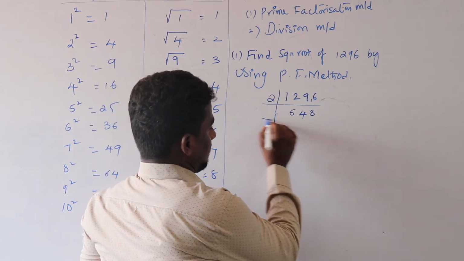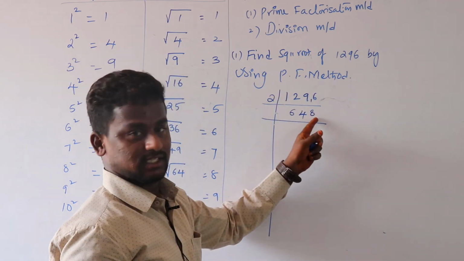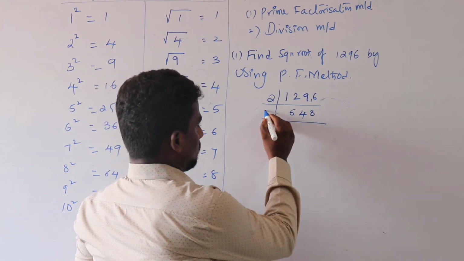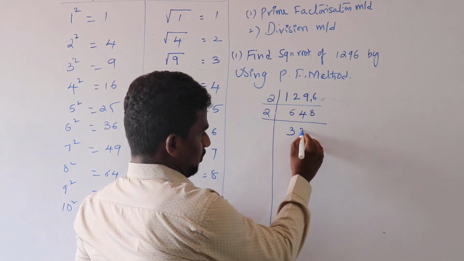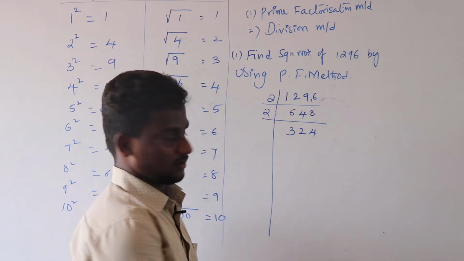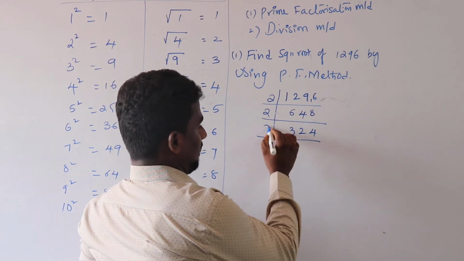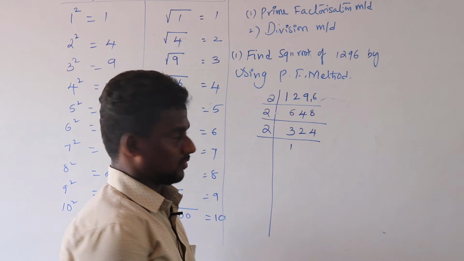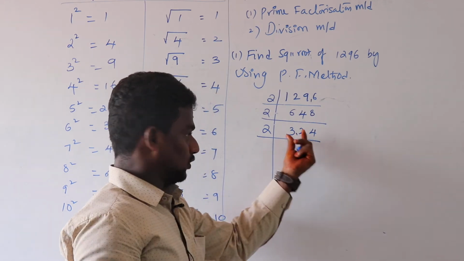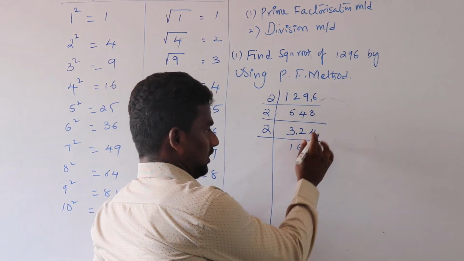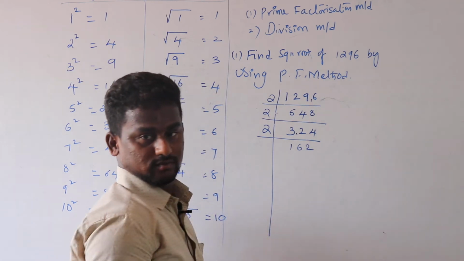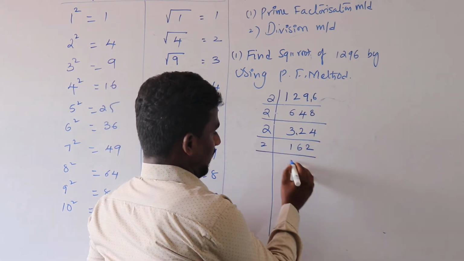Okay, next, similarly 8 is an even number. Again you have to divide with 2. 2 3s are 6. 2 2s are 4. 2 4s are 8. Same, 4 is an even number, divide with 2. 2 1s are 2. Here 1 is a remainder, it will become 12. 2 6s are 12. Next 4. 2 2s are 4. Next 2 8s are 16.